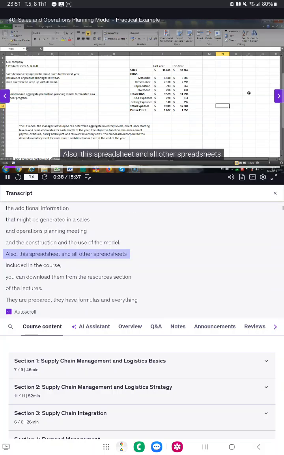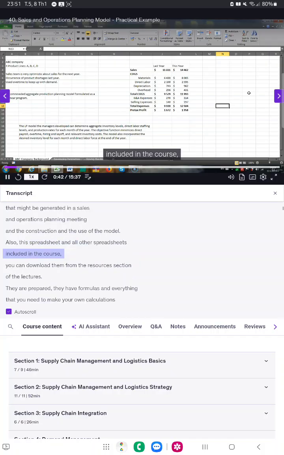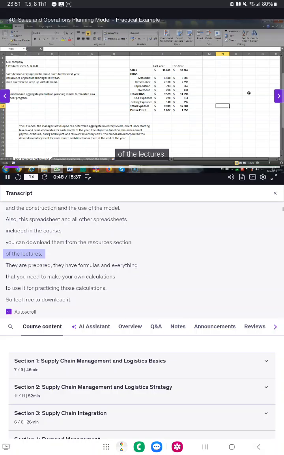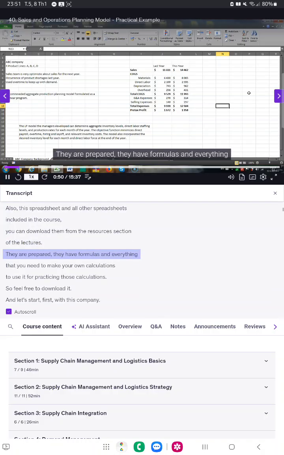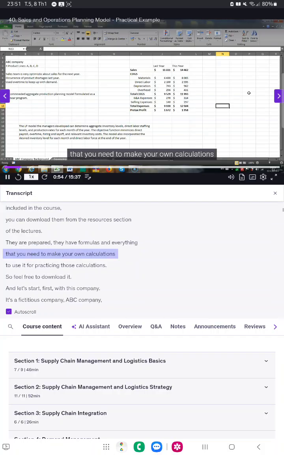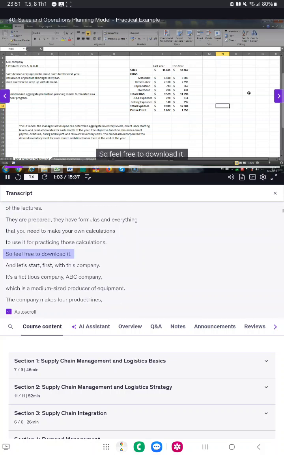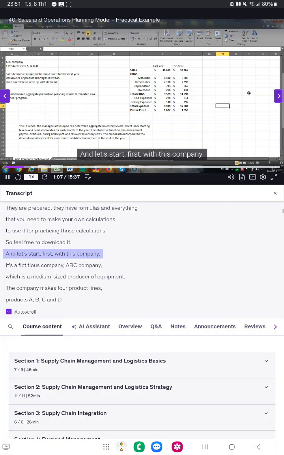Also, this spreadsheet and all other spreadsheets included in the course, you can download them from the resources section of the lectures. They are prepared. They have formulas, everything that you need to make your own calculations, to use it for practicing those calculations. So feel free to download it. And let's start first with this company.